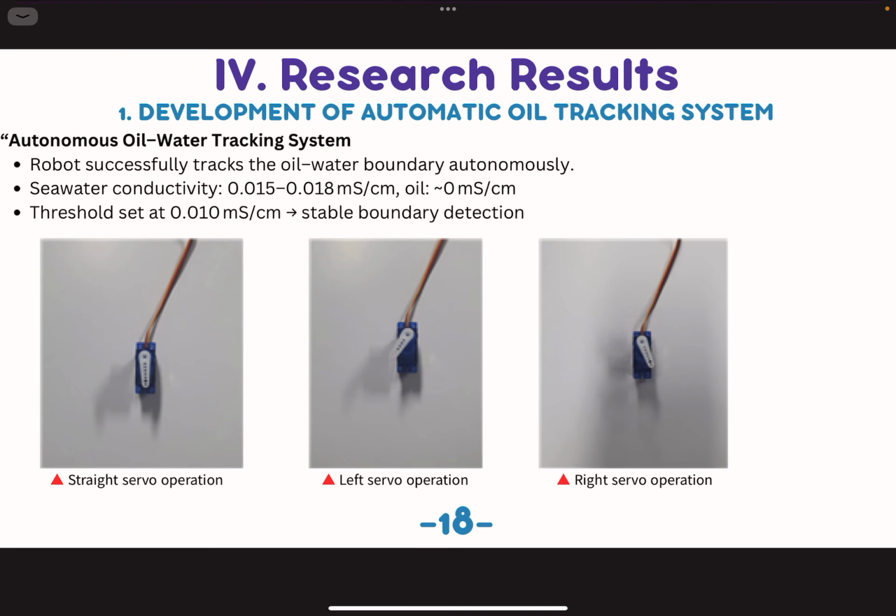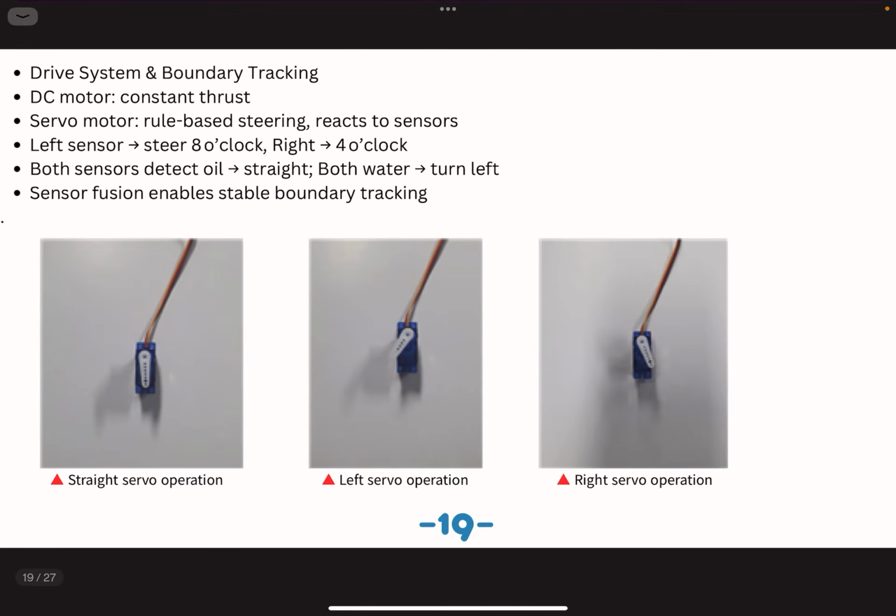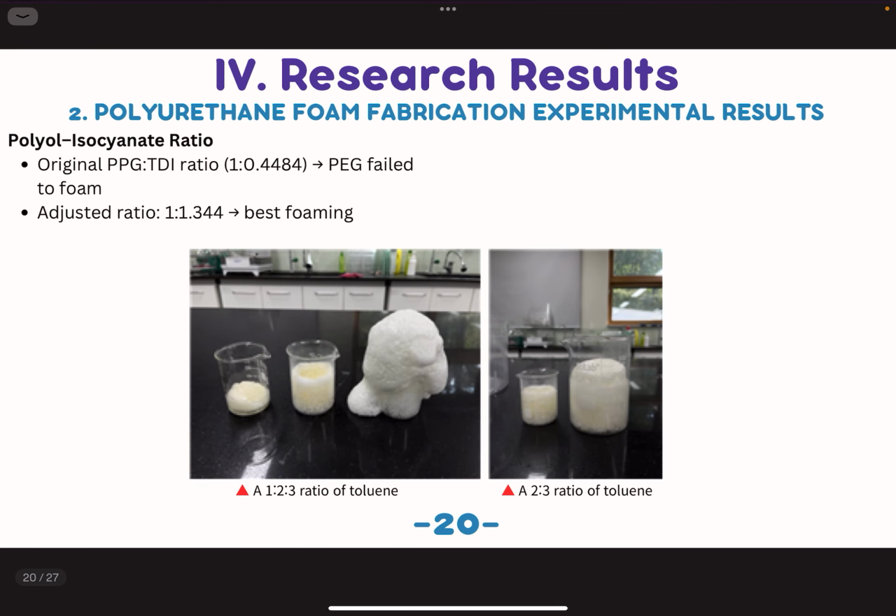Next, research results. Using a conductivity threshold of 0.01 millisiemen per centimeter, the robot stably detected and followed the oil-water interface in our experiment. The DC motor gives constant thrust, and the servo turns to about 8 o'clock or 4 o'clock when the left or right sensor detects oil, so the robot follows the boundary.